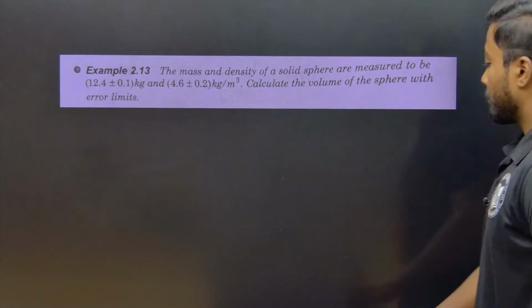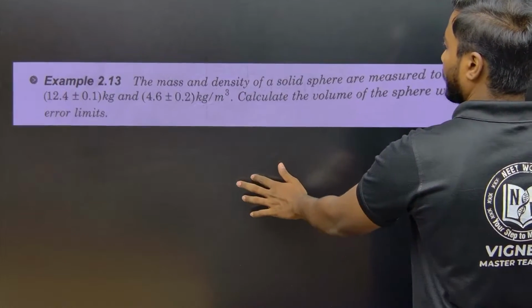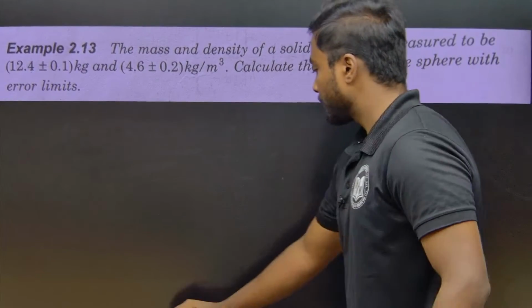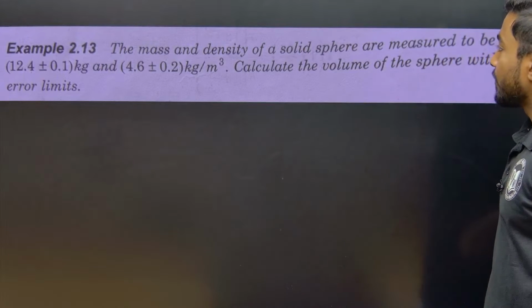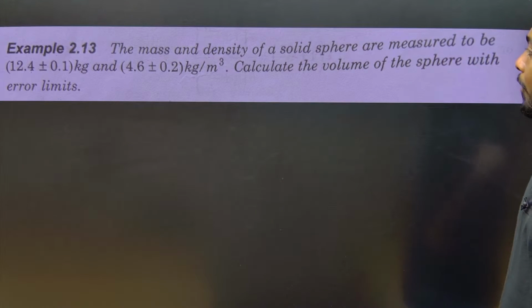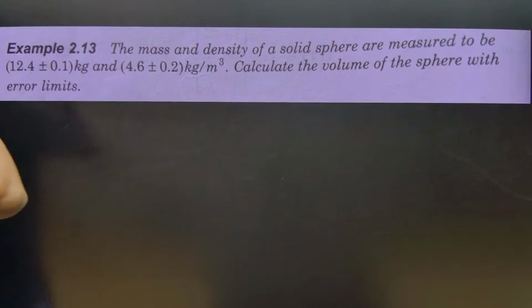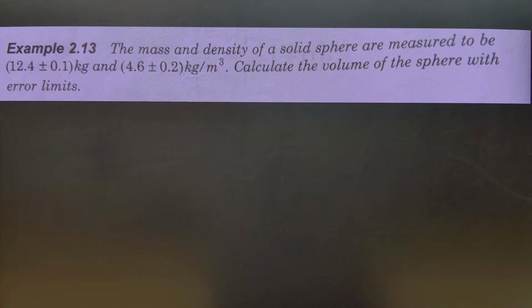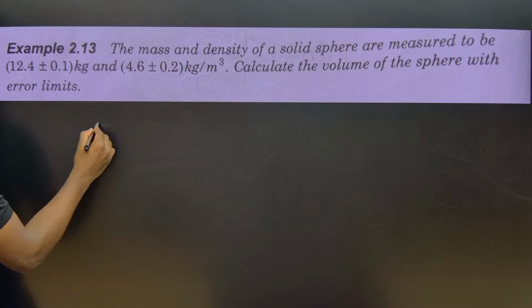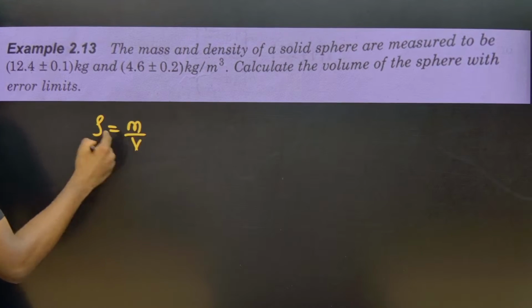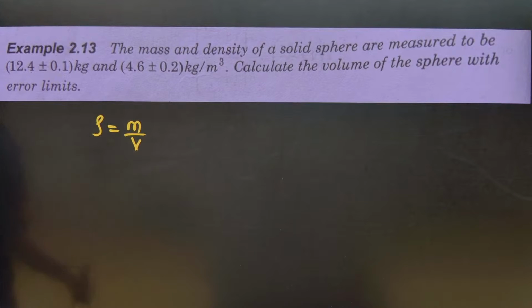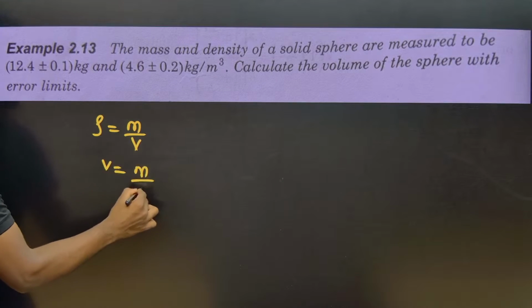Yeah. So there is a question. The mass and density of a solid sphere are measured to be 12.4 plus or minus 0.1 and 4.6 plus or minus 0.2. Calculate the volume of the sphere. How can I find it? Use the formula for density. Density is equal to mass by volume. They have given mass and density, so volume will be equal to mass by density.